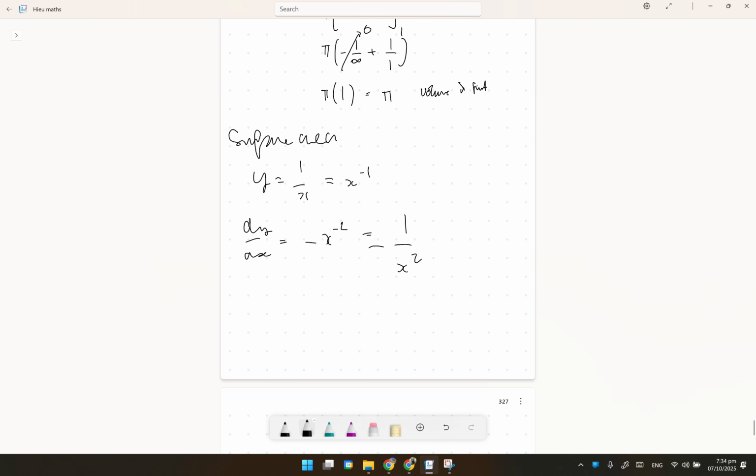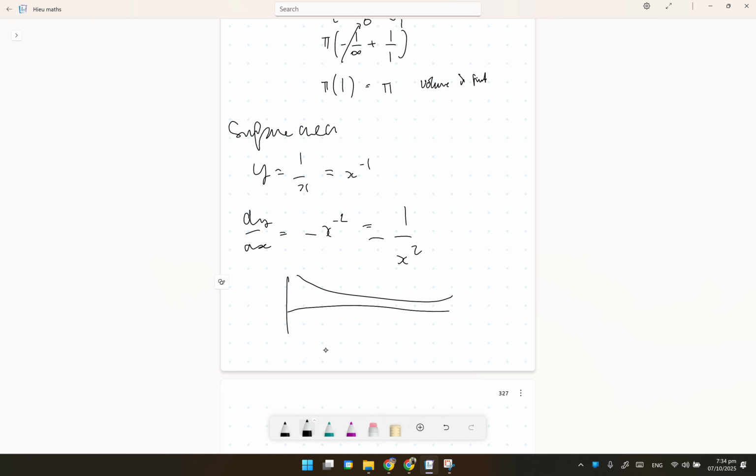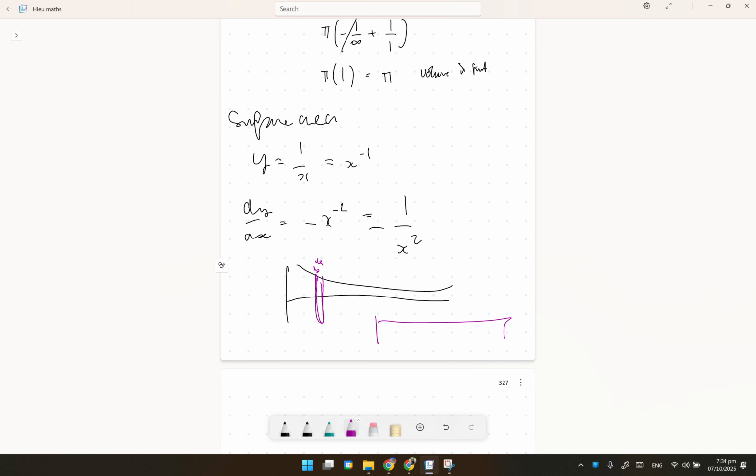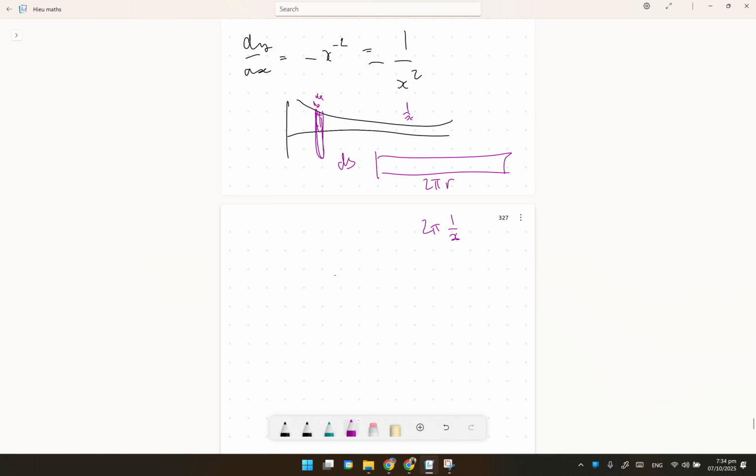surface area here, let's think about what we're doing. So we have a little strip like this. That little part is ds. So we have a rectangle, it's ds, and the height, the r here, is going to be 1 over x. That's just the height of the function. It's going to be 2 pi r, which is going to be 2 pi multiplied by 1 over x.